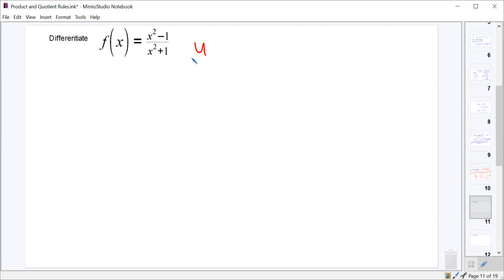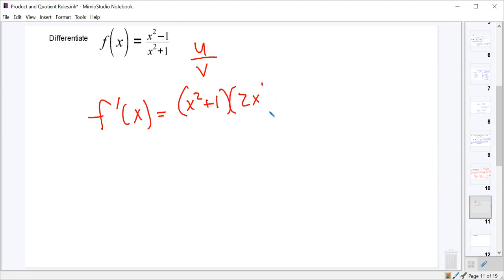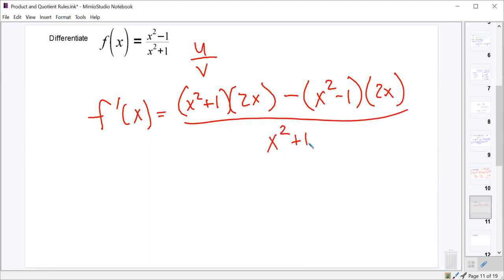So this is u over v, and so our derivative should be v times the derivative of u minus u times the derivative of v all over v squared. Any questions on that?